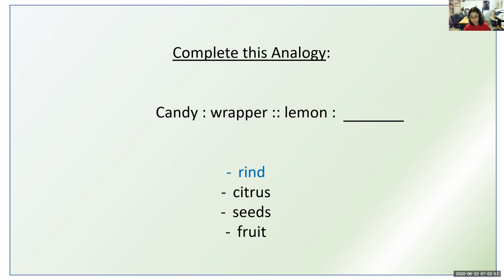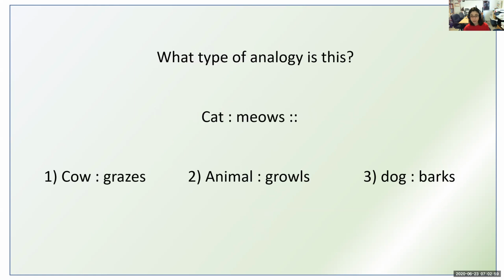All right. So for this one, we are actually going to complete this analogy. Cat is to meows, just as, and our options are cow is to grazes, animal is to growls, and dog is to barks. So which option do you think best fits?